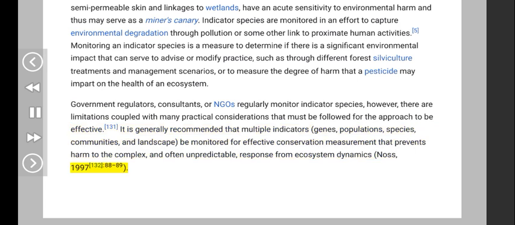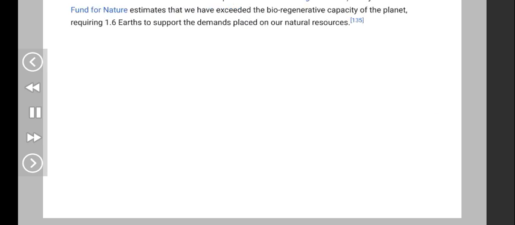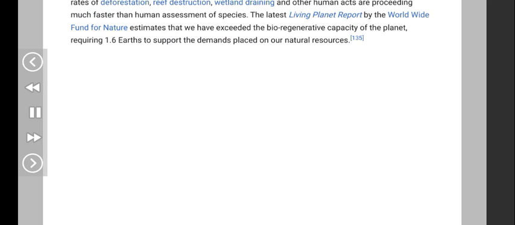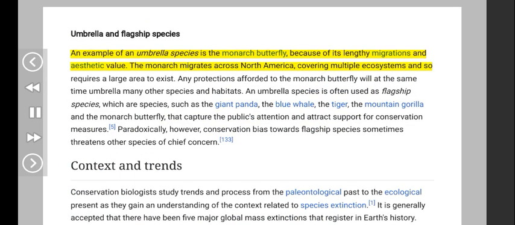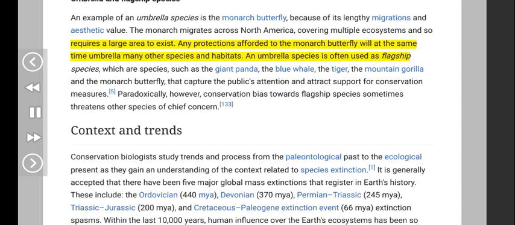Umbrella and flagship species. An example of an umbrella species is the monarch butterfly, because of its lengthy migrations and aesthetic value. The monarch migrates across North America, covering multiple ecosystems and so requires a large area to exist. Any protections afforded to the monarch butterfly will at the same time umbrella many other species and habitats.